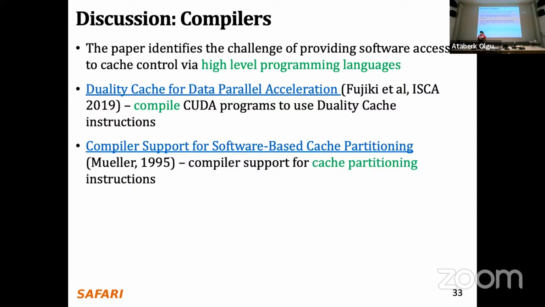Compiler support for software-based cache partitioning. In this paper, they propose an idea where real-time applications that require real-time servicing and have real-time schedules can partition certain locations of the cache, such that these areas in cache cannot be evicted or interfered with by other tasks. And the paper proposes compiler support for these cache partitioning instructions.